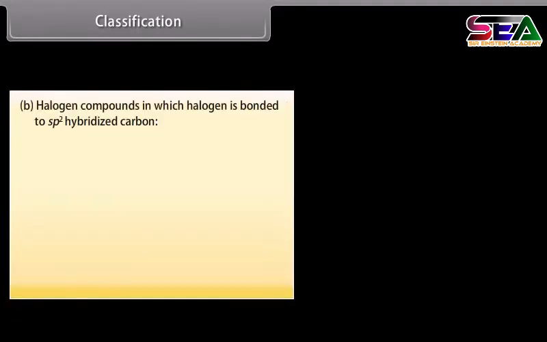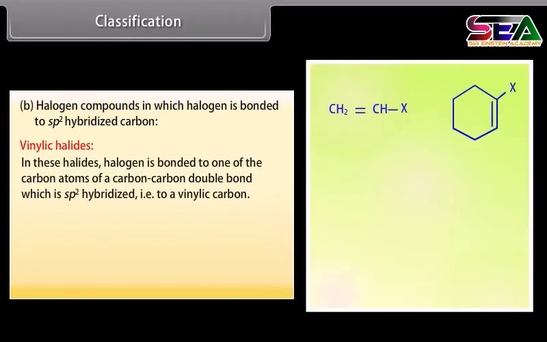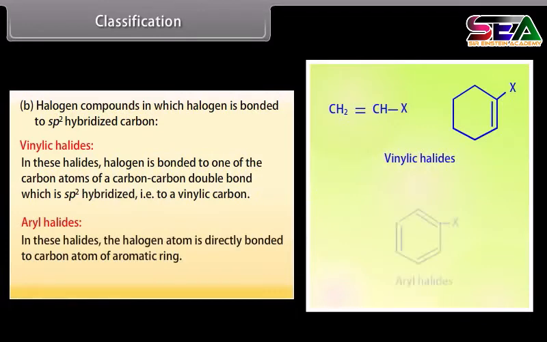Classification. Halogen compounds in which halogen is bonded to sp2 hybridized carbon. Vinylic halides. In these halides, halogen is bonded to one of the carbon atoms of a carbon-carbon double bond which is sp2 hybridized, that is, to a vinylic carbon. Aryl halides. In these halides, the halogen atom is directly bonded to carbon atom of the aromatic ring. For example, halobenzene.